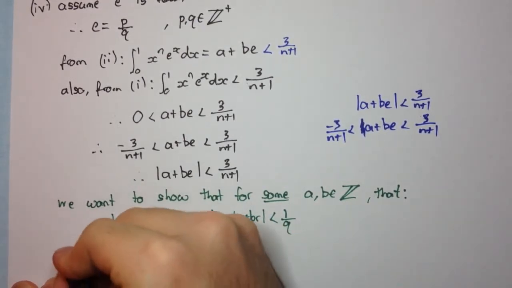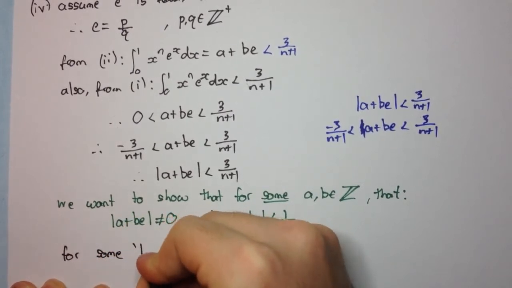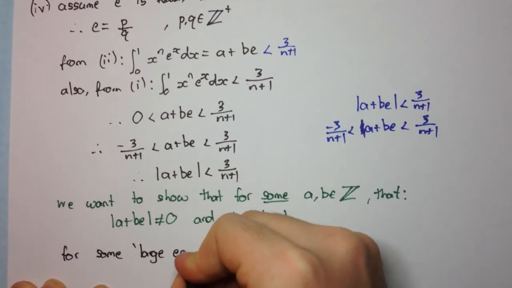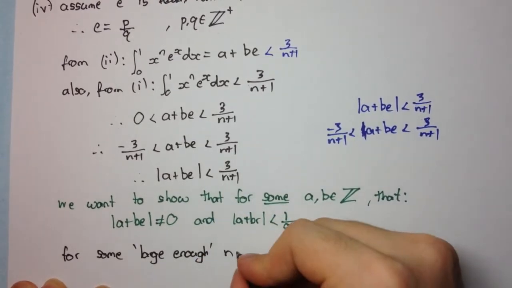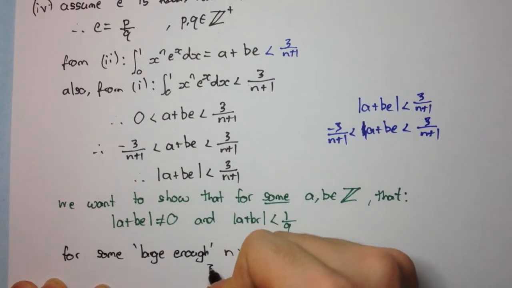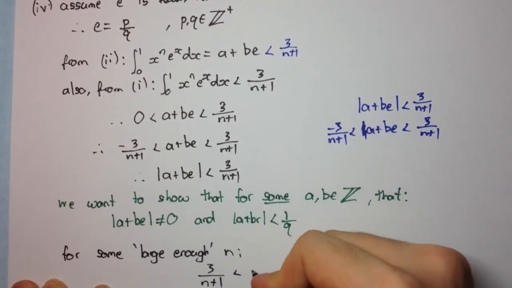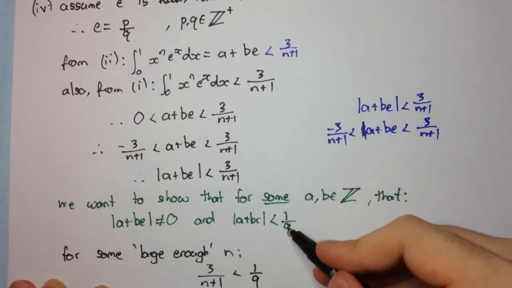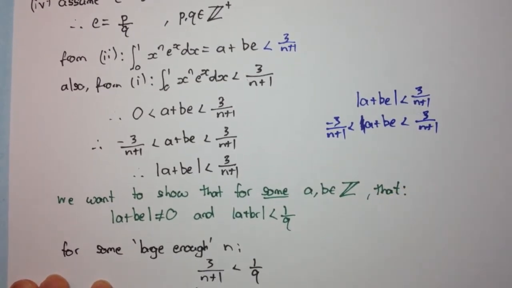Okay, we can say that for some large enough n, this is what we can say. We can always find an integer n that's large enough so that 3 over n plus 1 is less than 1 over q. No matter how small this 1 over q is, we can always find an n so that 3 over n plus 1 is always less than this.